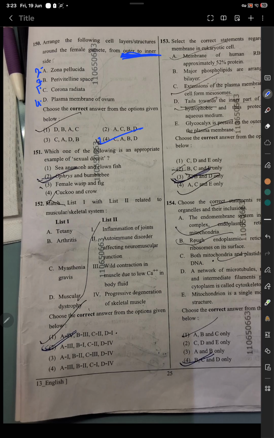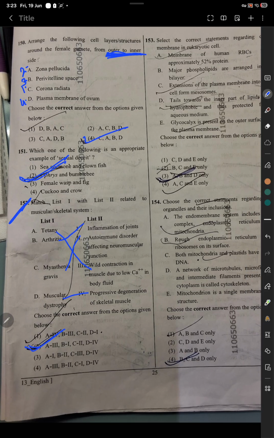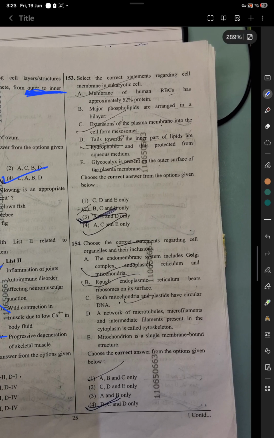Which one of the following is an appropriate example of sexual deceit? Then option number 2 is correct. Horseflies and bumblebee. Let's move to next question 152. It's again a match the following question, and option number 2 is correct. For A it's number 3, B it's 1, for C it's 2, and for D it's 4. Let's move to next question 153.